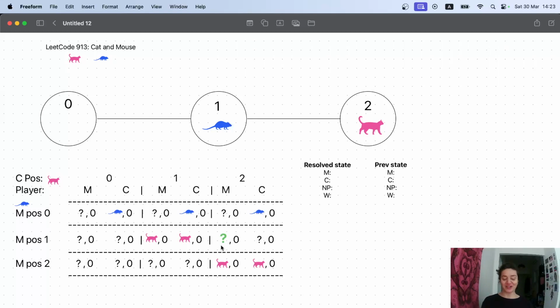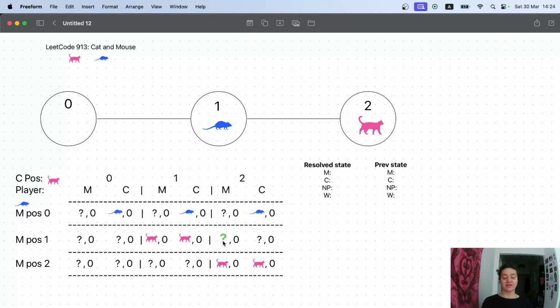The green question mark here in bold is our goal state. This is what we're trying to resolve. Where is the mouse? 1. Where is the cat? 2. Whose turn is it? Mouse. Who's the winner? I need to find it out. The zeros that you see here, ignore. It will come in the 3rd example. Ignore for now. Just see the question marks for who's the winner.